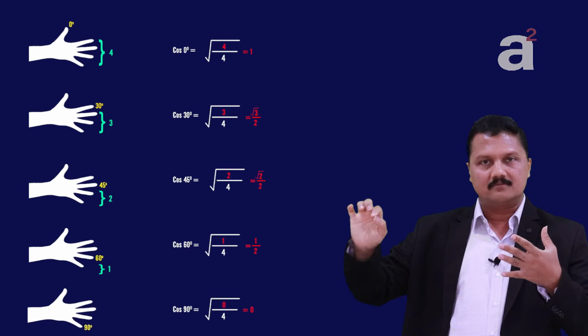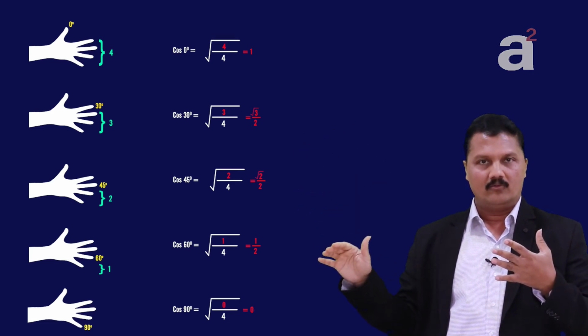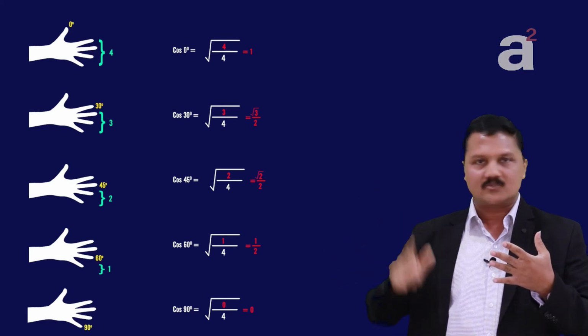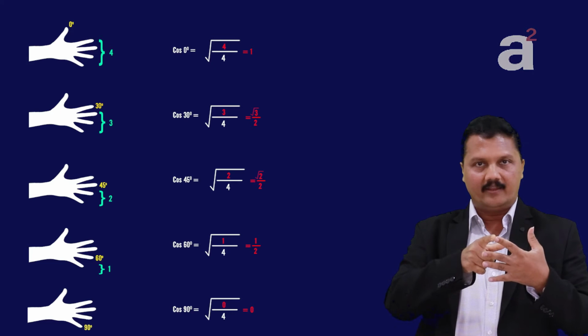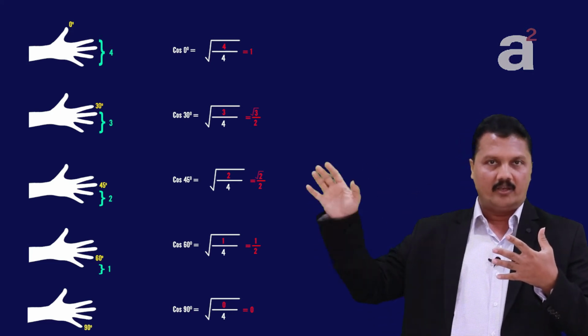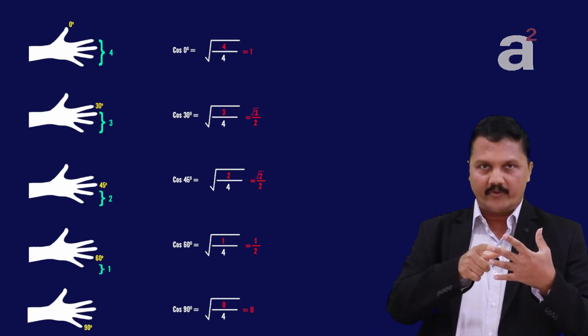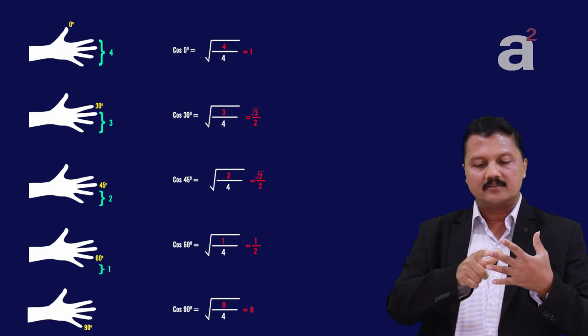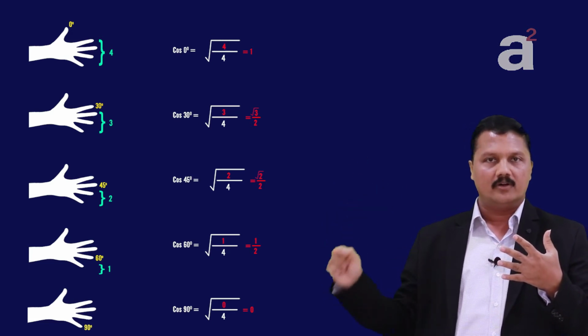So cos 0 is equal to square root of 4 over 4. That is square root of 1, which is 1. Then you know that this is 30 degrees. For cos 30, how many fingers below this we count and enter the 3. So 3 over 4, root 3 over 2. This is 45 degrees. Cos 45 is, there are 2 fingers below. So 2 over 4, root 2 over 2.